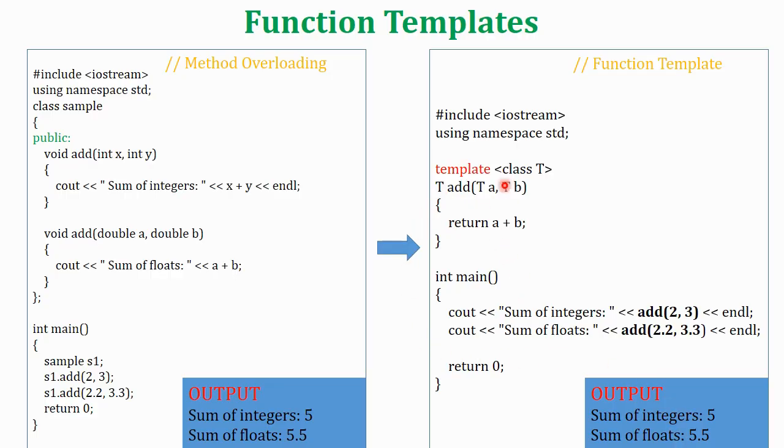So it means the template will reduce the function code size. Here, in method overloading, we are using different functions to deal with different data types. But here, the function template will use the same function, and it will deal with all the different data types here. This is the way we are going to reduce the number of lines.